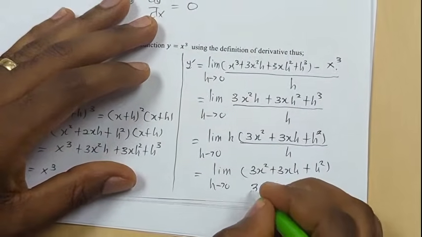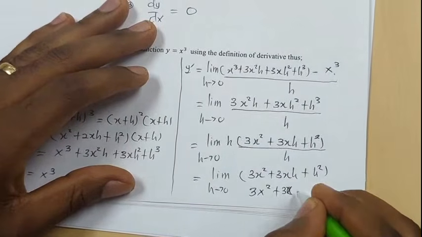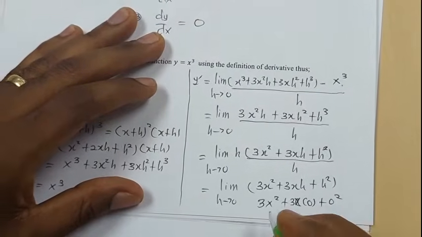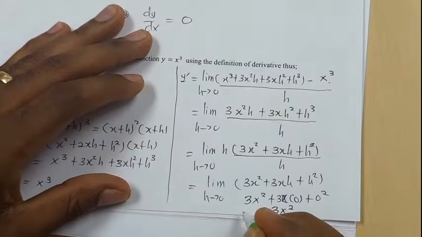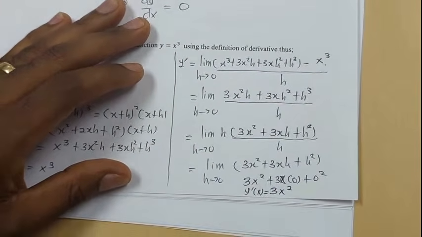So we substitute to get 3x squared, then plus 3x times 0, then plus 0 squared. So this is 0, that's 0. What we'll be left with is just 3x squared. So we say our y prime of x is equal to 3x squared.